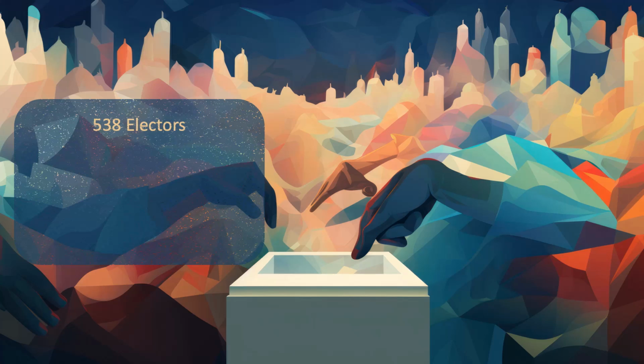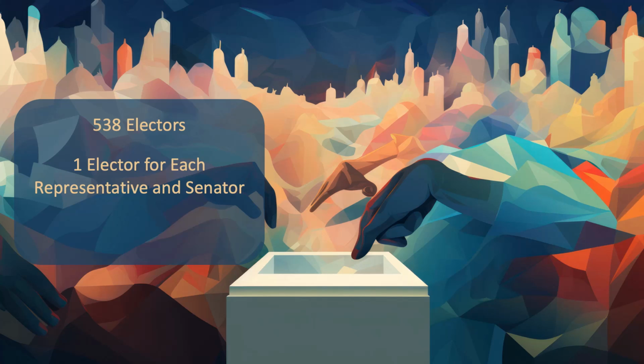There are a total of 538 electors, which is based on the total number of members in Congress, 435 representatives and 100 senators, plus 3 electors from Washington, D.C., provided for by the 23rd Amendment ratified in 1961. Each state is allocated a number of electors equal to its total representation in Congress, with 1 elector for each representative and 1 for each senator. The allocation of electors is based on the state's total population as determined by the census. This means that states with larger populations will have more electors, while smaller states will have fewer.